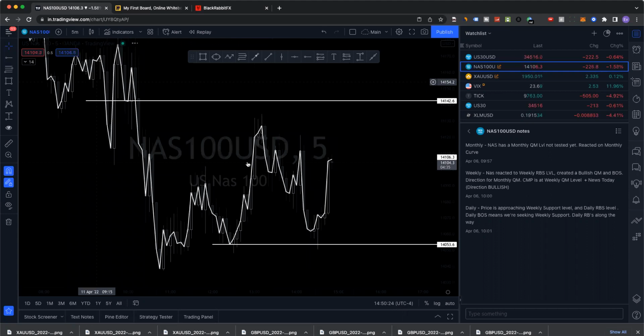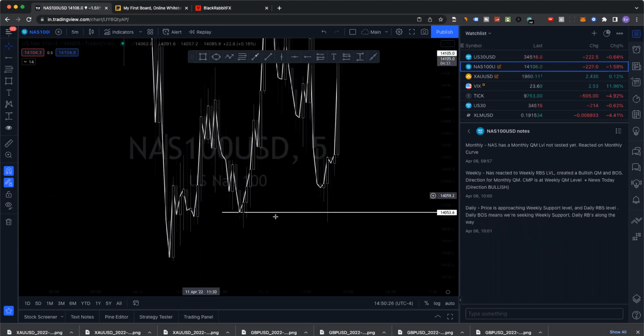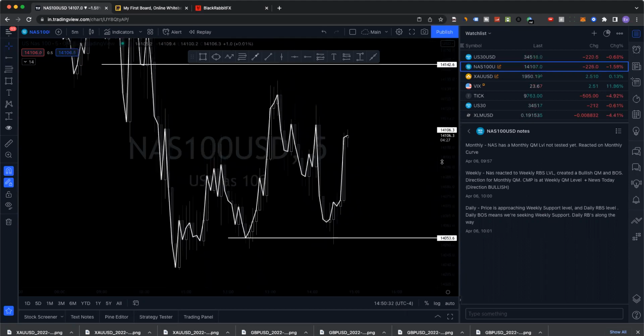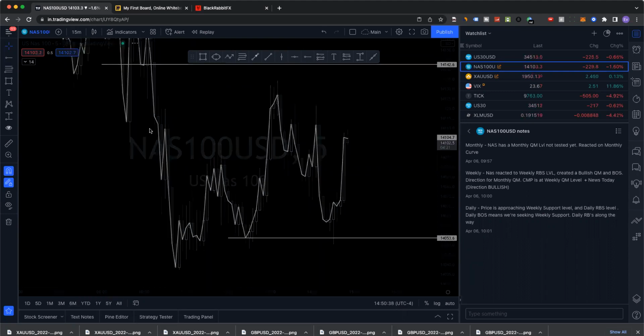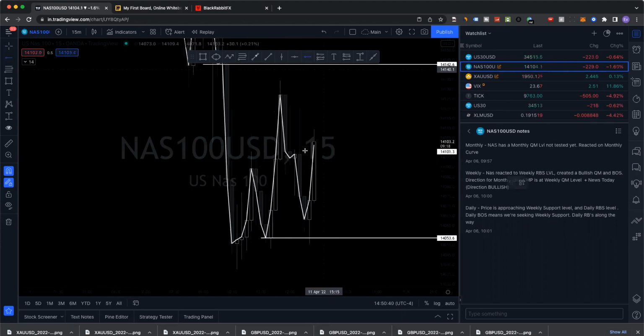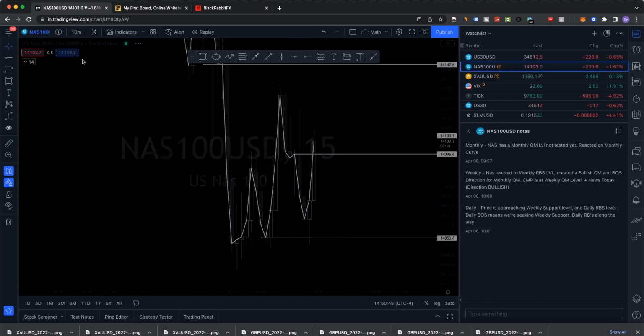So we have that marked out, right? And then we break out of M5. If we're breaking out of M5, we need to understand where our M15 is. Where's our M15? It's right here.